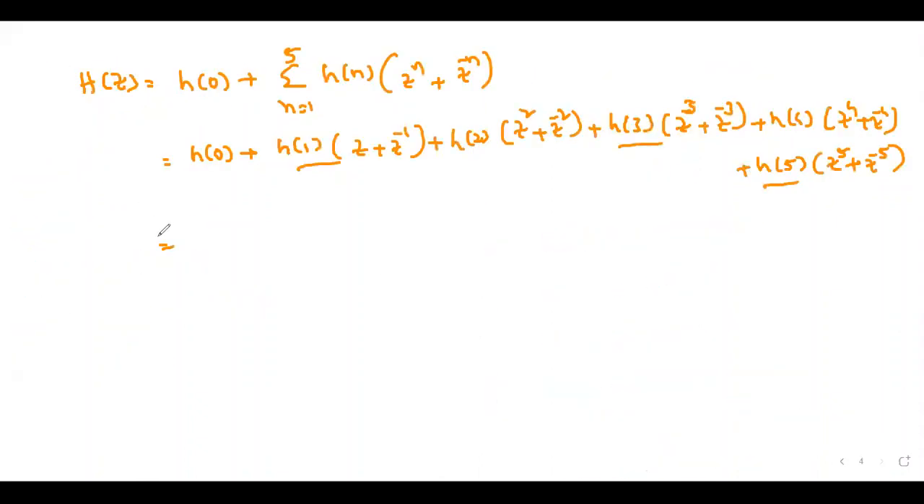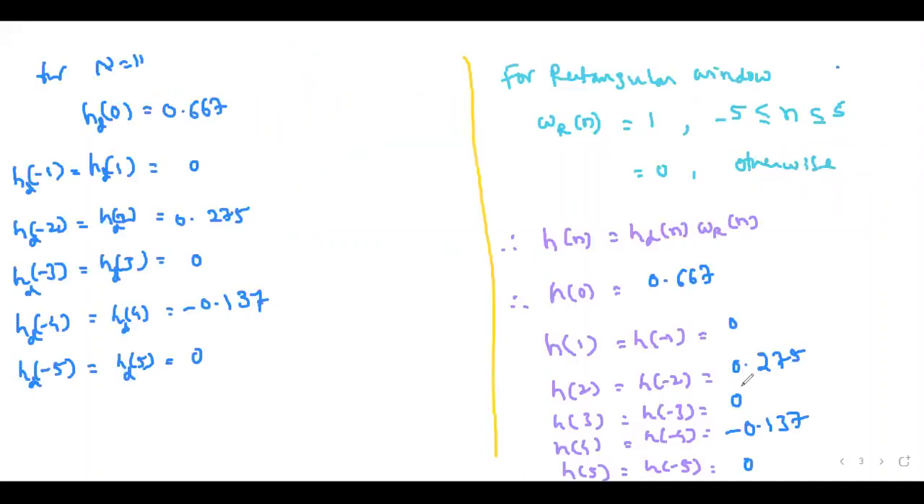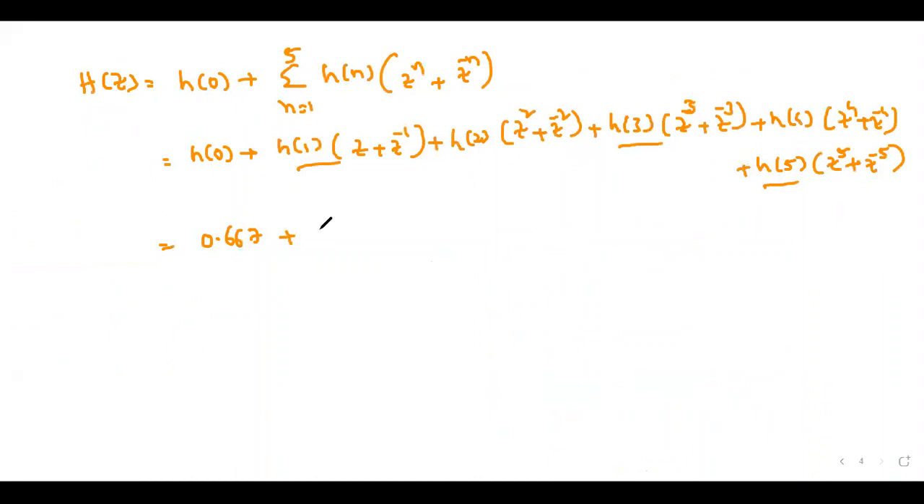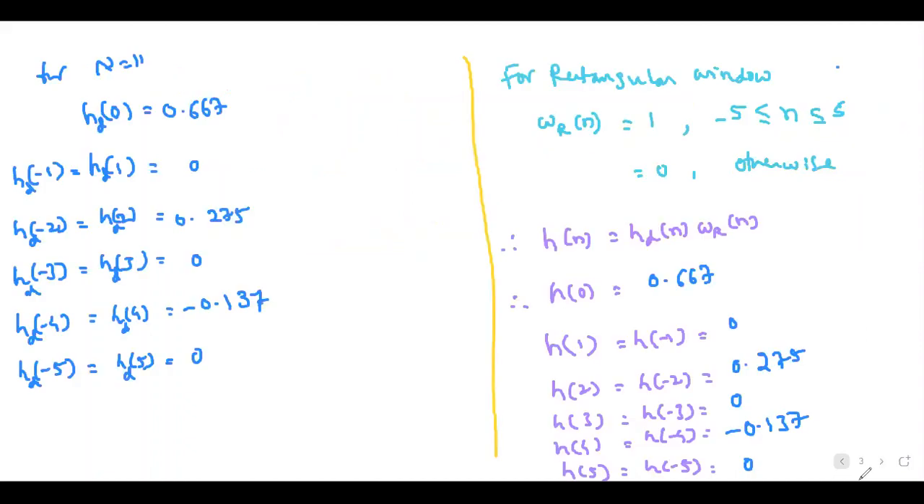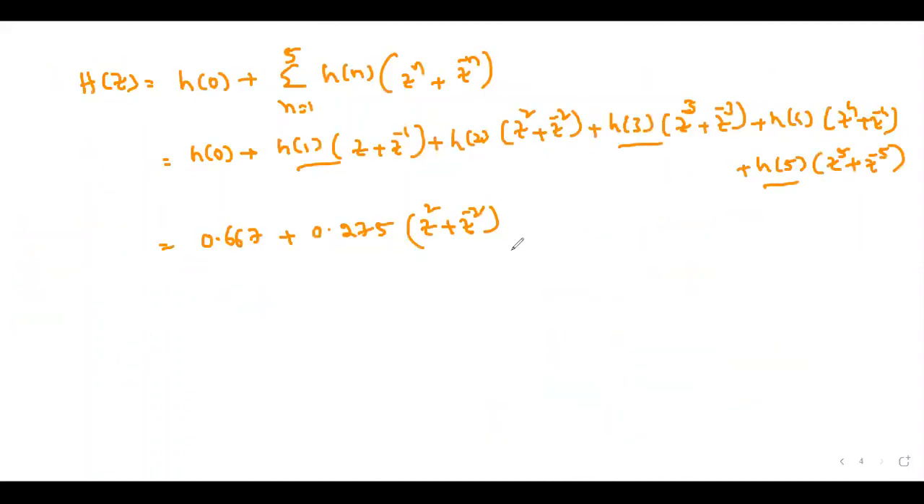h of 0 is equal to 0.667. Then h of 2 is 0.275, so 0.275 into z square plus z power minus 2. Next, this one is minus 0.137 into z power 4 plus z power minus 4. This is a non-causal filter, which is not physically realizable.